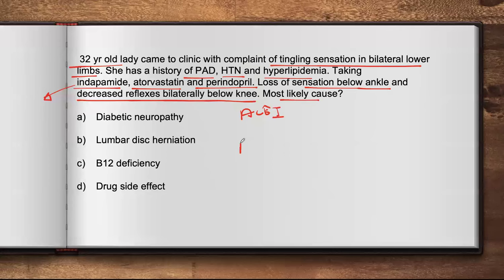Yes, you guys are good. So B12 deficiency and diabetes. Those are the two most common causes of peripheral neuropathy. There are lots of other causes, but those are the two most important things that we want to rule out. Now, we have got options of diabetic neuropathy, lumbar disc herniation, which can cause sciatica, B12 deficiency, and drug side effect.